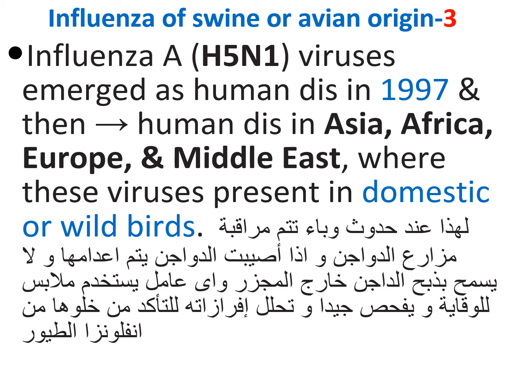Influenza A H5N1 viruses emerged as human disease in 1997, and then caused human disease in Asia, Africa, Europe, and the Middle East, where these viruses are present in domestic or wild birds.